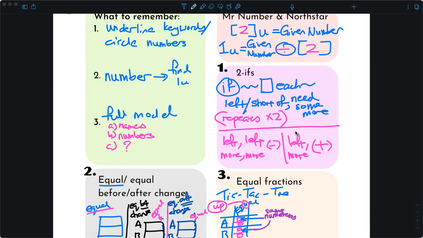So for LB kids, they have learned that when you see both sentences ending off with left, or need some more, or short of, it's a minus for step 2, because step 1 is the total needed for the change, step 2 is the small difference, and then step 3 is the total needed divided by the small difference. So this minus is actually for step 2, for the small difference, but when you have left and need some more or short of, you need to plus. Okay, you need to plus.